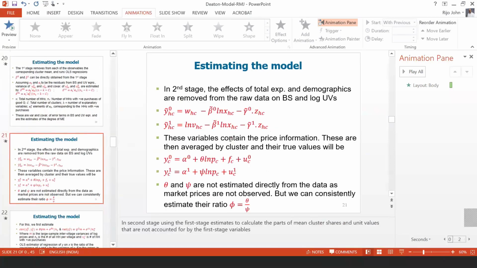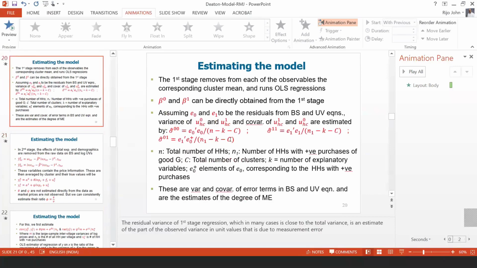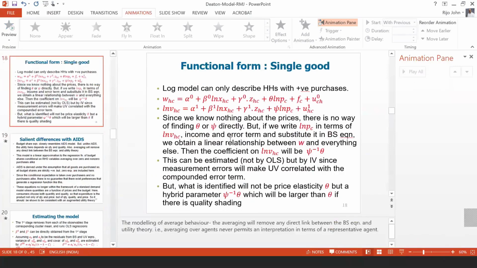Now comes the second stage of estimating the model. In the second stage, the effect of total expenditure and demographics are removed from the raw data, budget share and log unit values. Okay, let me go back once. I forgot to say, when you estimate these equations, remember prices are appearing in both the equations. We know, as I already said, we don't have price information, so we will be using the cluster dummies in both these regressions to represent price variation, because it is the genuine variation across the clusters that we are utilizing here to represent prices in this model. So we will have the cluster dummies in both the regressions when we actually run the regression.